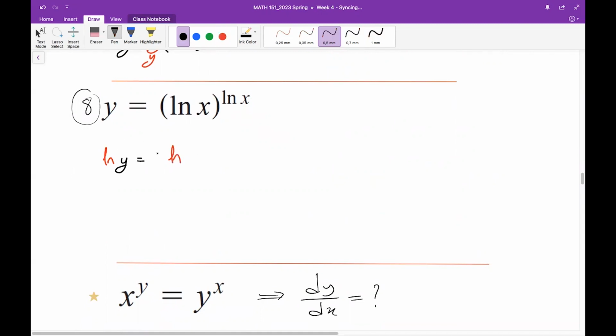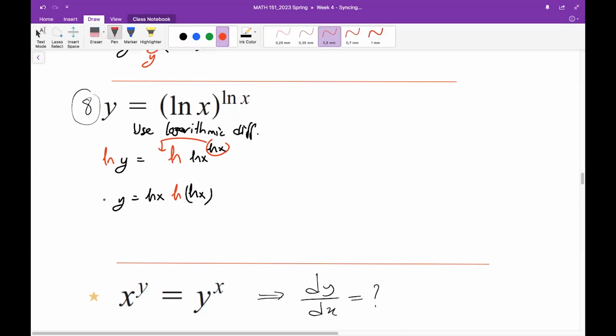So I am using logarithmic differentiation. I am taking ln of both sides like that, and then I will be allowed to put this power down. So what I have is ln x times this red ln x like this. Also, let's change the color for this one.